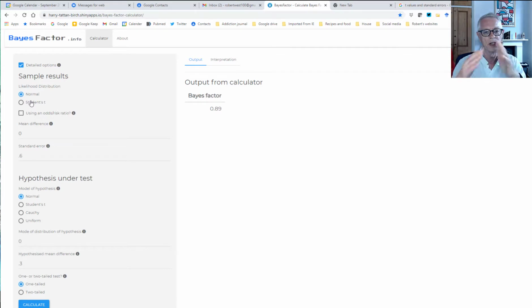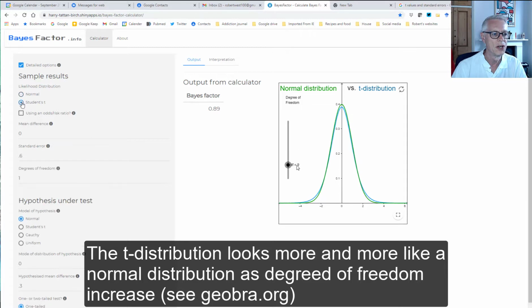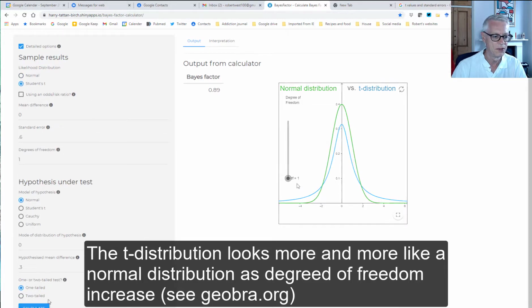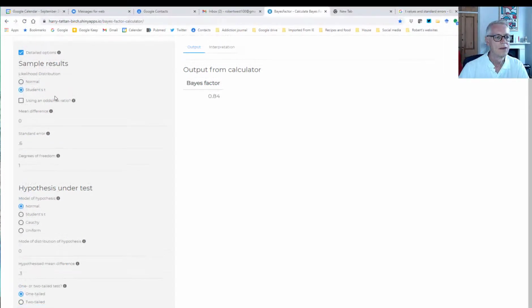Student's t-distribution is one which is typically more pointy than a normal distribution and would probably be more relevant when you've got small sample sizes. I could just show you what that looks like if you use a Student's t-distribution here. You can see it doesn't make a lot of difference in this case, but you've got the option of doing that. So this is the distribution of your data.